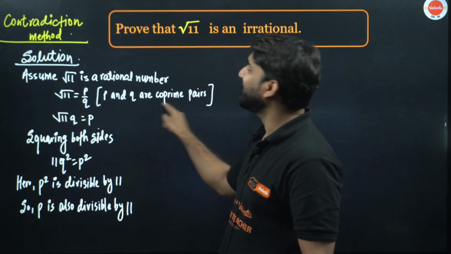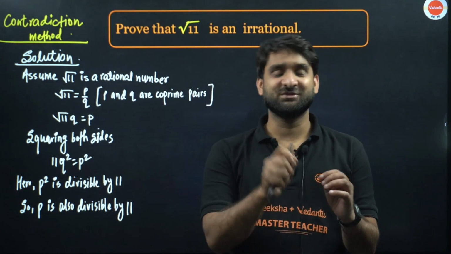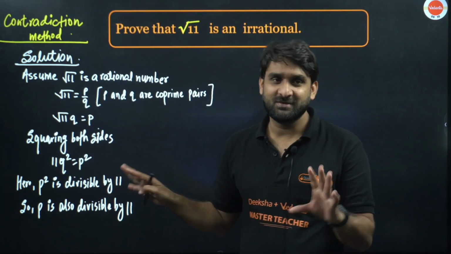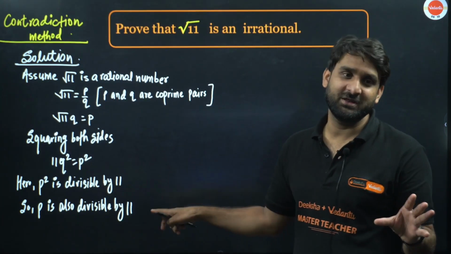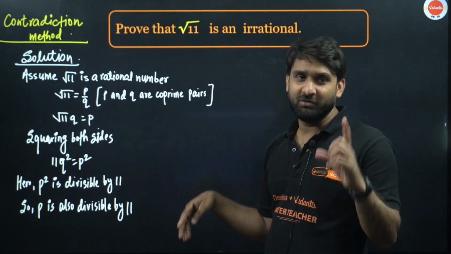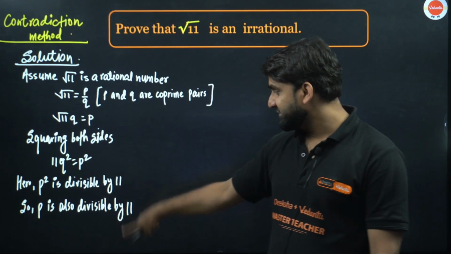And what is our assumption? P and Q are co-prime. It means that some error is occurring there, because P and Q are co-prime numbers. So P and Q both have only one factor, which is 1. But what we have proved here is that P is also divisible by 11.